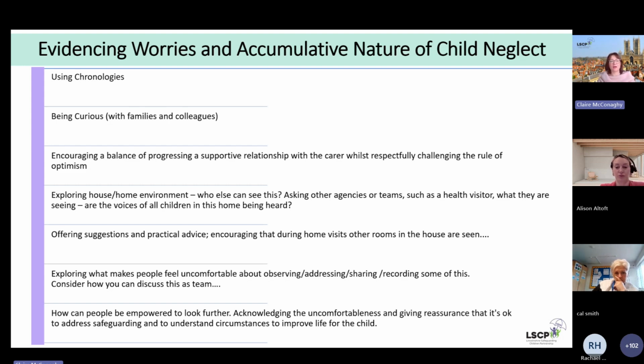So it's really summarising and getting to the point of what we're trying to say today. Being curious with families and colleagues, and really helping in those trickier areas, as Rachel's just gone through. It is a really tough space to hold in terms of building relationships that are respectful and may take time, but also balancing that with whether we are challenging the rule of optimism. So being aware of the real life experiences, what this really means and what the implications for the child are, bringing it back to that.